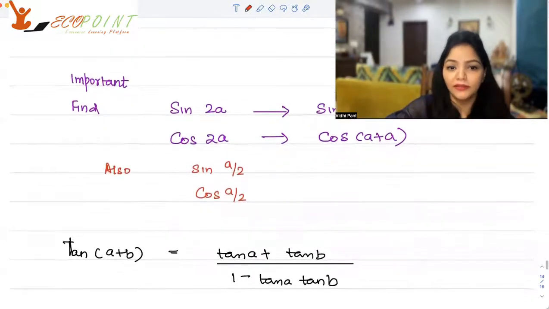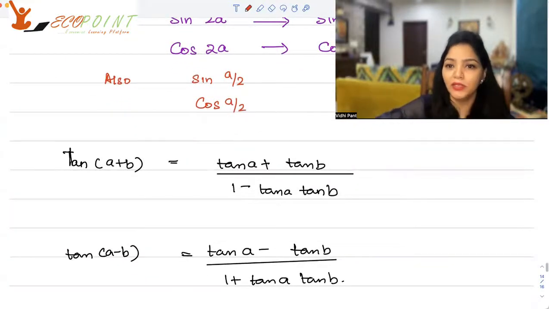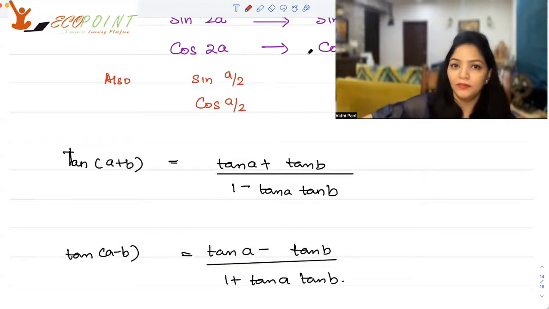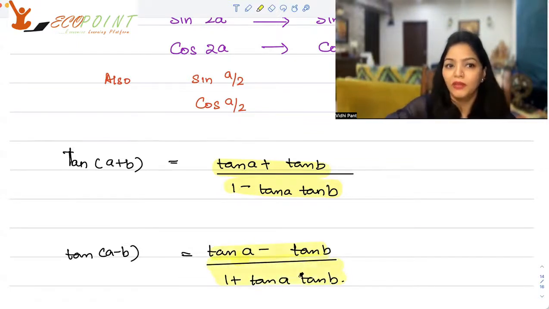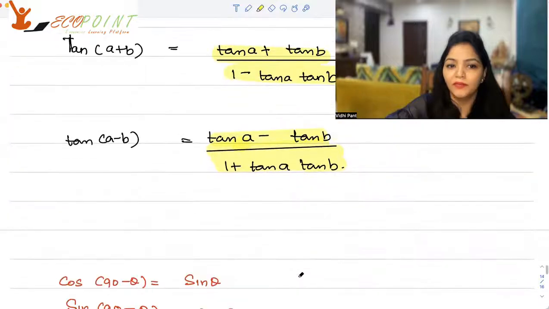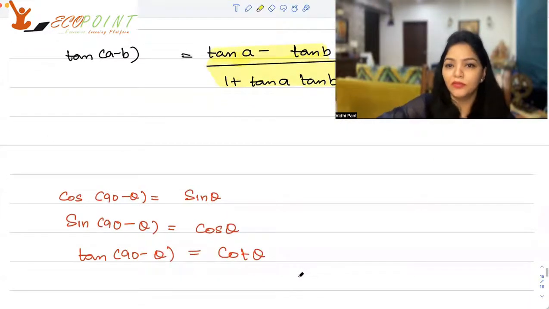Apart from that, tan. Let's not forget about tan. So tan A plus B is tan A plus tan B upon 1 minus tan A tan B. And tan A minus B is tan A minus tan B upon 1 plus tan A tan B. So always remember these formulas. Also important for you to remember, cos 90 minus theta gives you sine theta. Sine 90 minus theta gives you cos theta. Tan 90 minus theta gives you cot theta.